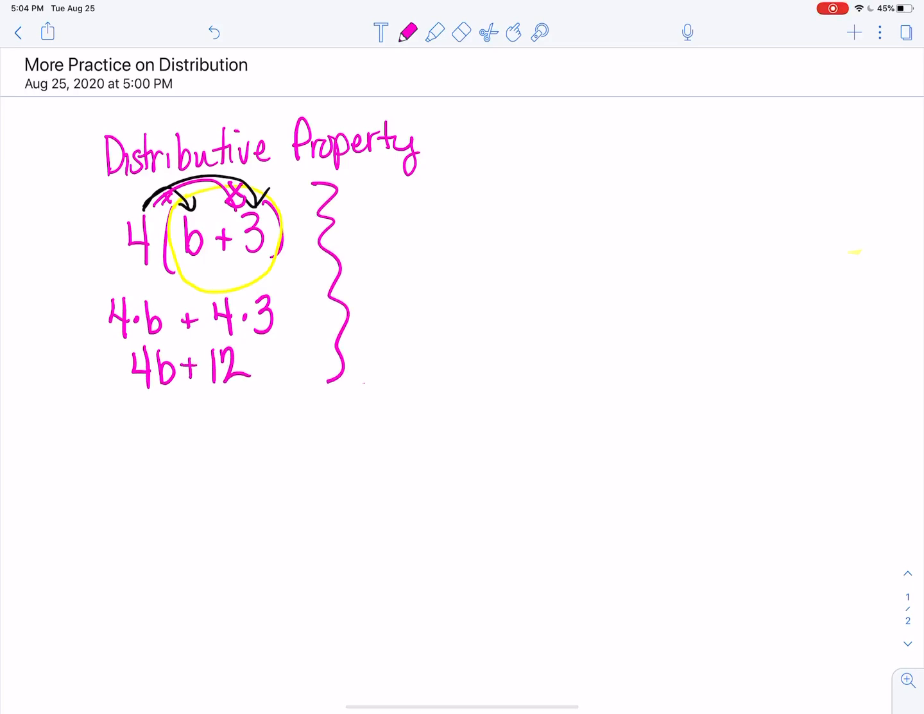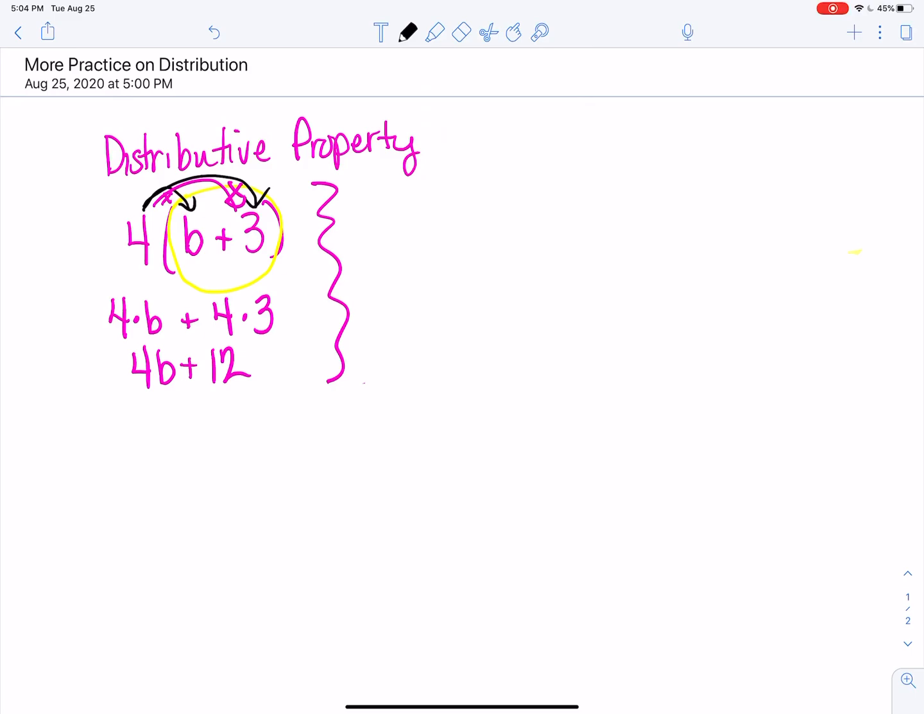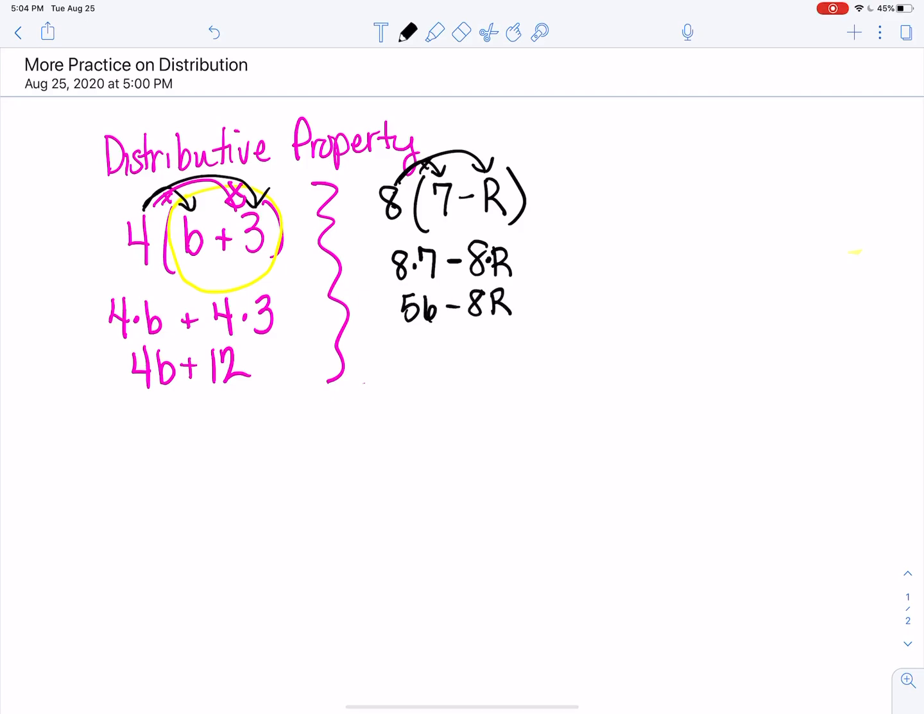So the question is, does that always work? Well, let's try some things. What if we have a problem that is maybe 8 times 7 minus, let's say, r? Okay, so again, we're at the table. 8 is going to be multiplied by 7, so 8 times 7. 8 is going to be multiplied by negative r this time. So bring the minus down, and 8 times r then becomes 8 times r. So 8 times 7 is 56 minus 8r.